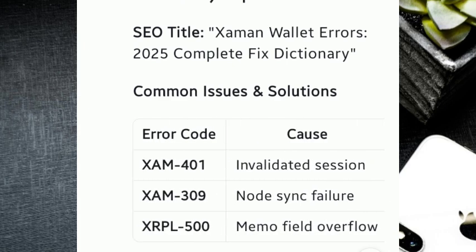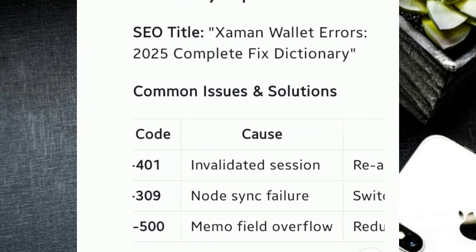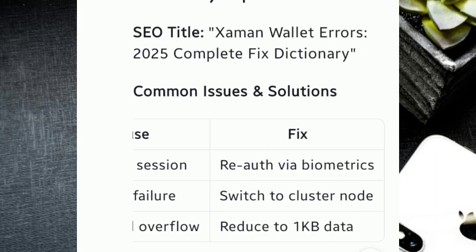The third is XRPL500. That's an error code that appears, XRPL500. And it's caused by memo field overflow, and the fix is to reduce to 1 KB data.